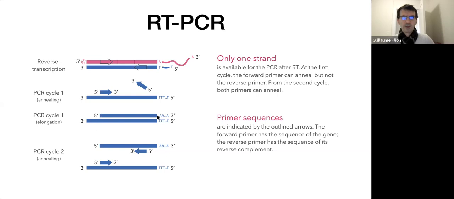You produce this hybrid molecule here, and then from cycle 2 you have two templates, and both primers can start kicking in. Primer sequences are indicated by the outlined arrows. The forward primer has the sequence of the gene, so that's really what you read in the gene. The reverse primer has the sequence of its reverse complement. If you read the primer from 5' to 3', that's the reverse complement of what you read here. That's what I explain in the video on YouTube. If you don't understand what I just said, you need to watch that video again.